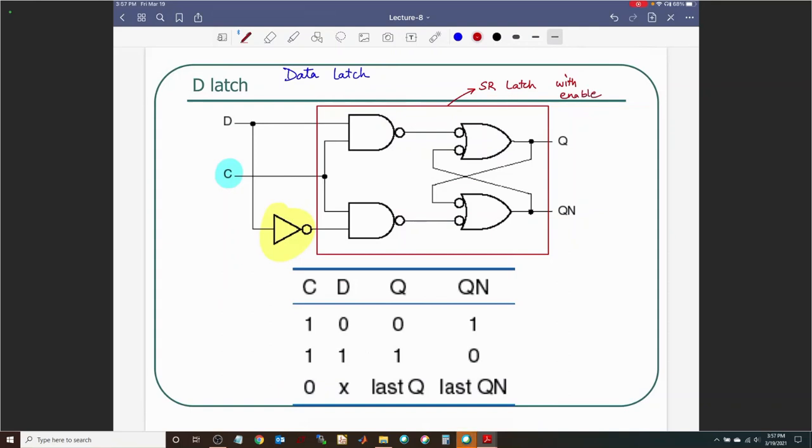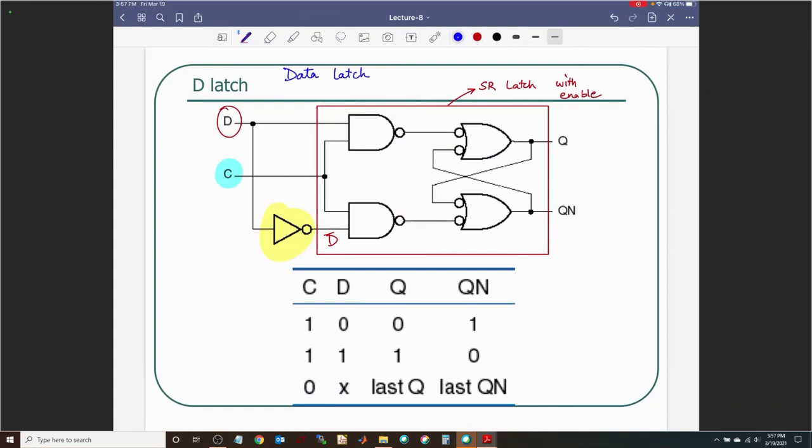Enable is our clock C, right? Now you have D as your data input. You have the inverter to make sure that the inputs S and R are never going to be the same. So if you put D here, this guy will be D complement. They will always be complements of each other.